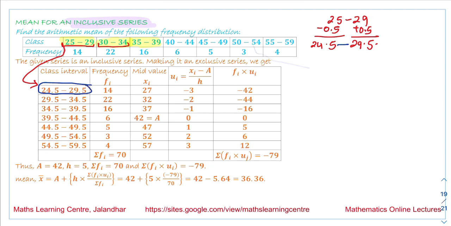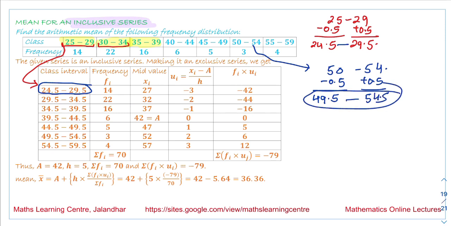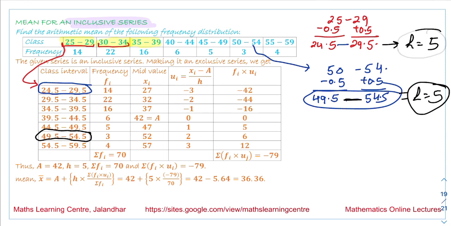Next, suppose I am talking about this interval, 50 to 54. We subtract 0.5 from it and add 0.5 to it. So the interval we get is 49.5 to 54.5. Now look at these intervals. What is the value of h that we will get? It is 5. Now the frequencies that are given to us are 14, 22, 16, 6, 5, 3 and 4.